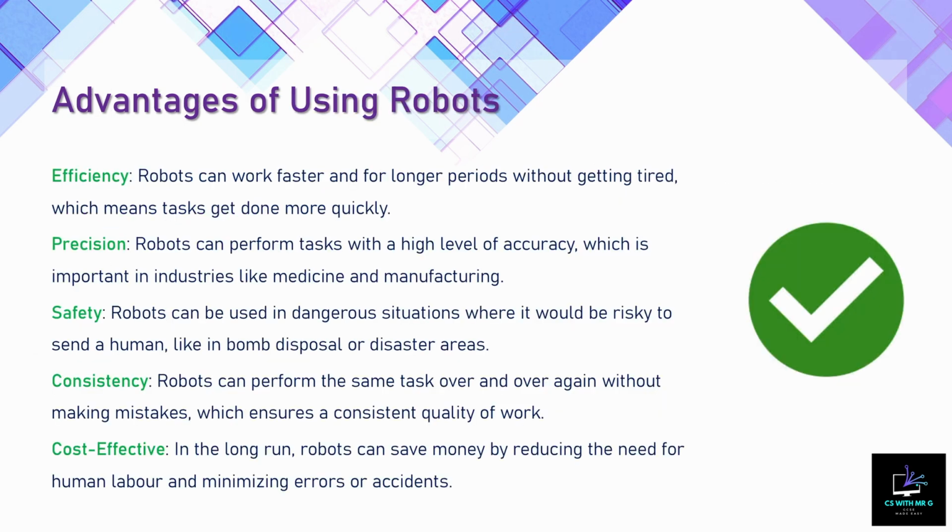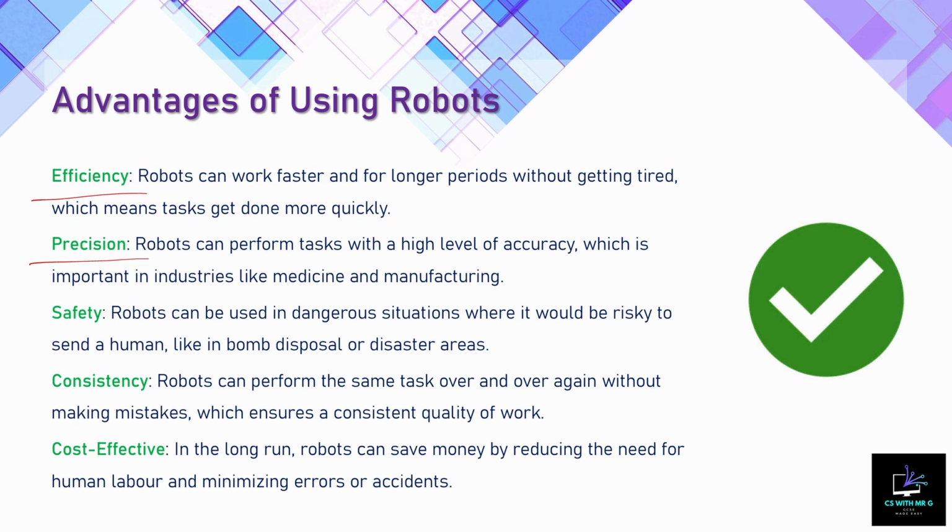So if we just look at the pros of using robots, and if you watch that first video in Unit 6, you will definitely recognize most of these as they directly cross over for both topics. We can talk about efficiency in terms of robots working faster and definitely for longer periods without getting tired, which in essence means that they will complete jobs more quickly and also produce more work as an overall output.